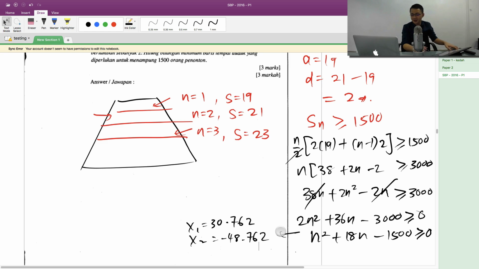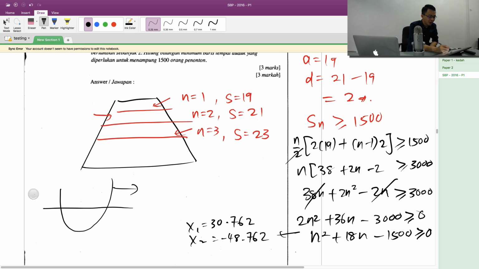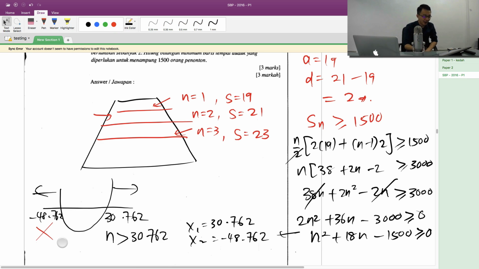Alright, because this is inequality, you cannot straight away do this. So you have to draw out the bell-shaped diagram. And bigger means going this two direction, right? So I have negative 48.762 and the other one is 30.762. Because of going this direction, I can say that n is bigger than 30.762. And the negative value I will ignore because n cannot be negative.